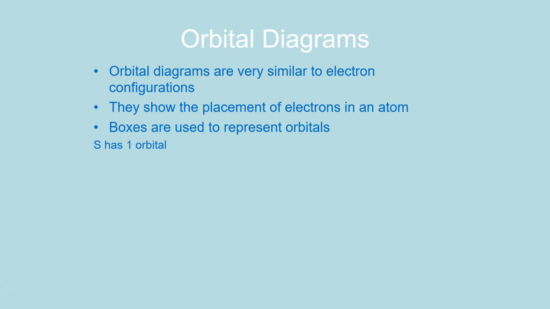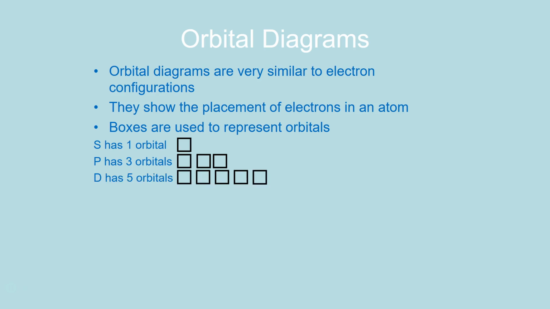S is going to have one orbital, which we'd represent with a single box. P has 3 orbitals, which is represented with 3 boxes. D has 5 orbitals, represented with 5 boxes. And F, which remember is our 2 rows at the very bottom, has 7 orbitals.